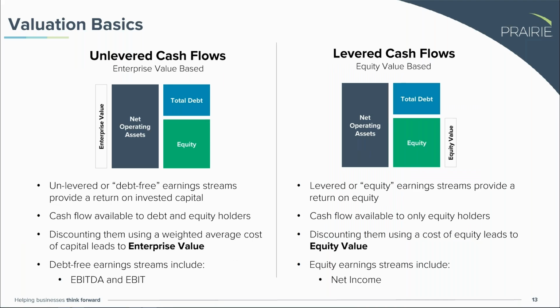Now, between these two levels of value, we look at two different cash flows that support either of these value levels you're looking at. Focusing first on the enterprise value, you have what we call the unlevered cash flows. Unlevered is looking at debt-free earning streams, and this would be the cash flows available to the equity holders, but also the debt holders of the business, and usually is measured by the financial metrics of either EBITDA or EBIT, which you probably are very familiar with.